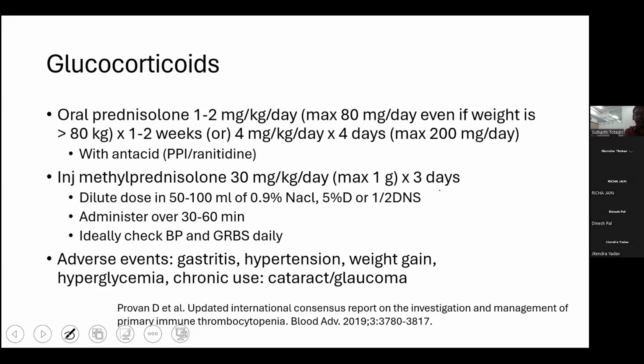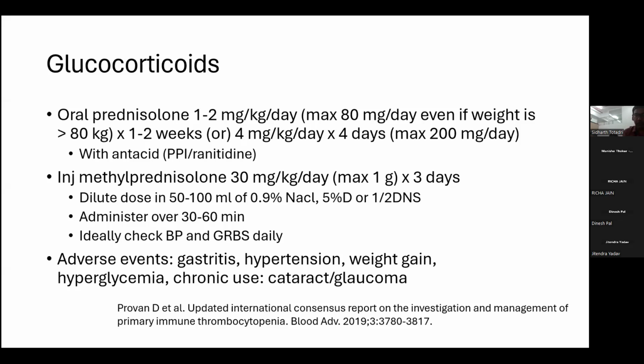You have to ensure that the patient is taking the prednisolone after food with some antacid, like say lansoprazole or pantoprazole or ranitidine. In severe cases, or if the child is sick and not able to take orally, you might go for a methylprednisolone pulse, going at 30 mg per kg per day for 3 days. You can dilute the dose in 50 to 100 ml of normal saline or 5% dextrose and give over 30 to 60 minutes.